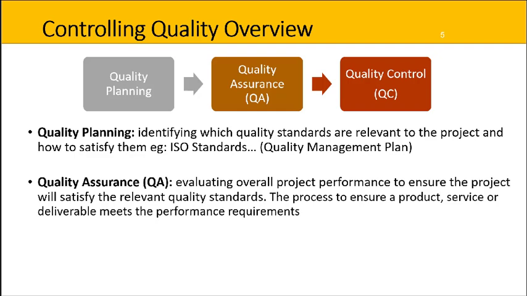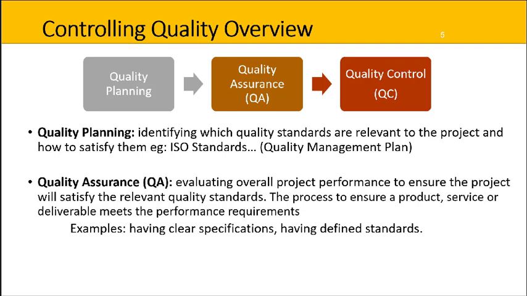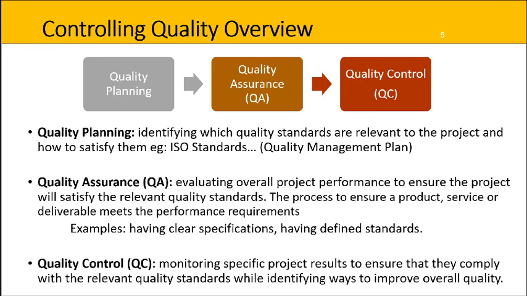The process is to ensure a product, service, or deliverable meets the performance requirements. So some examples here are having clear specifications and having defined standards, because it's very difficult to have good quality control if you don't have proper specifications and standards that you can measure to. Quality control is monitoring specific project results or the deliverable itself to ensure that they comply with the relevant quality standards, while also identifying ways to improve the overall quality. We'll now look a little bit more deeply into quality control.